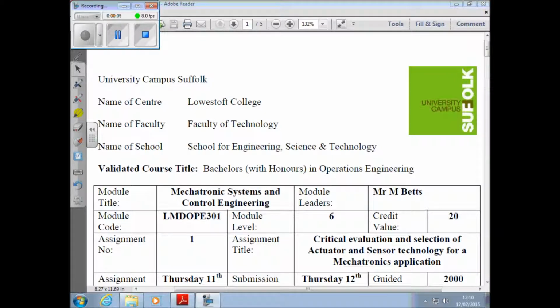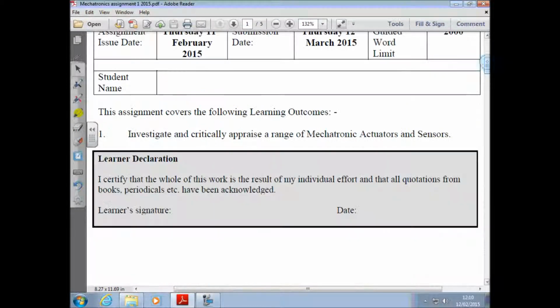Hi Danny. Assignment 1, Mechatronics. It's on the critical evaluation and selection of actuating sensor technology for a mechatronics application. So it's about 2,000 words in length you need to think about doing.